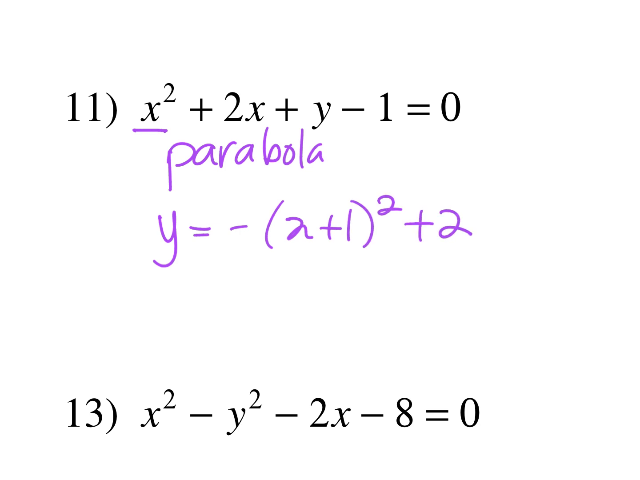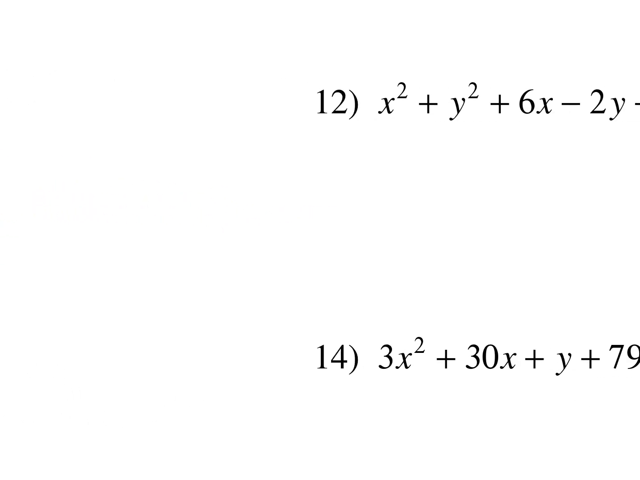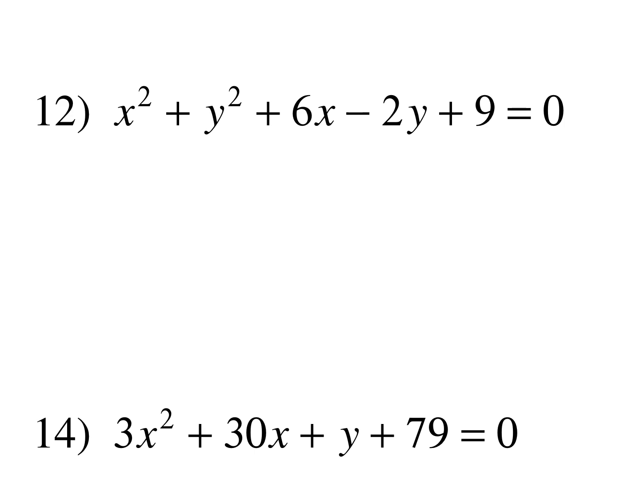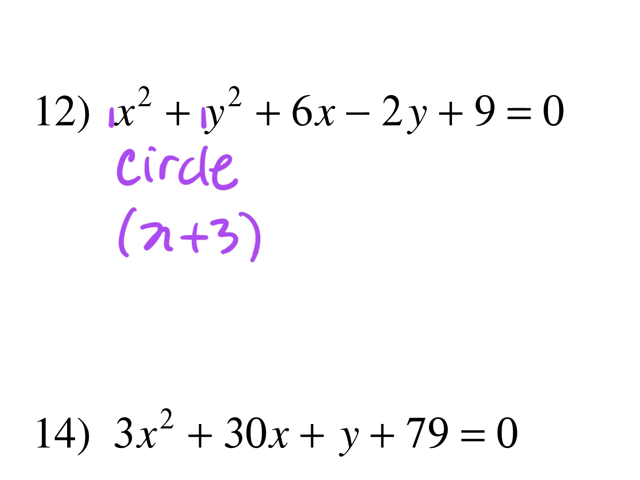Okay, number 12. So we're going to go for number 12. I can see that both x and y are squared. So this is going to give me a circle because the coefficients are the same. They are both 1. Okay, the equation of the circle is going to be (x plus 3) squared plus (y minus 1) squared is equal to 1.